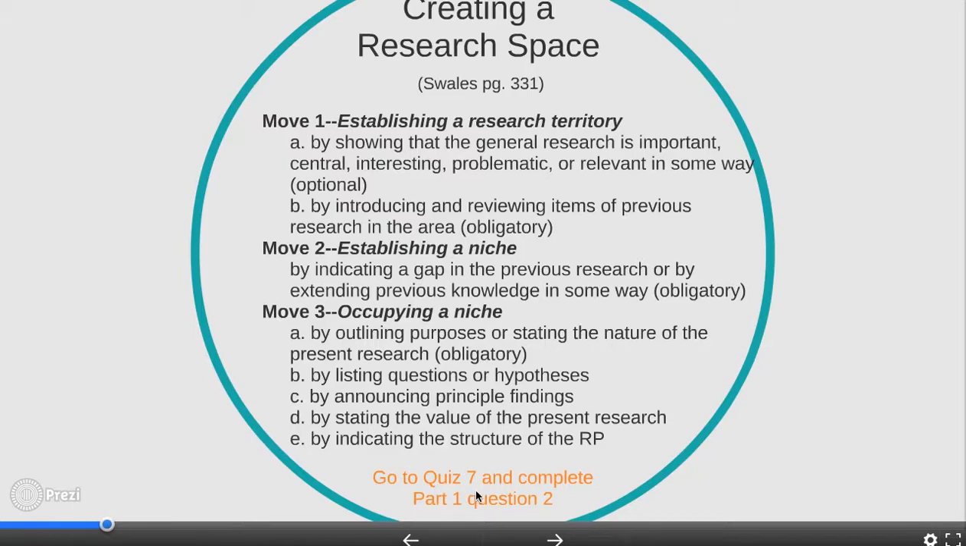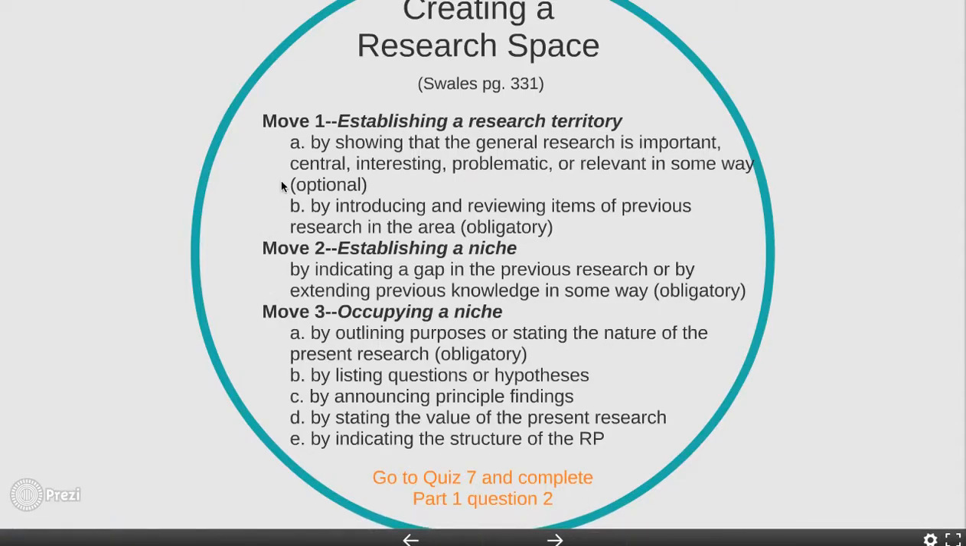Okay, so I want you to go to quiz 7 and complete part 1, quiz 2. This involves going over to your 4 articles, take them out. You've read them all, you've written summaries on them, you know them back and forth by now, probably, I hope. And you're going to look at the introduction and see if you can see this. Do the authors do these things? I want you to find the article that does it the most.